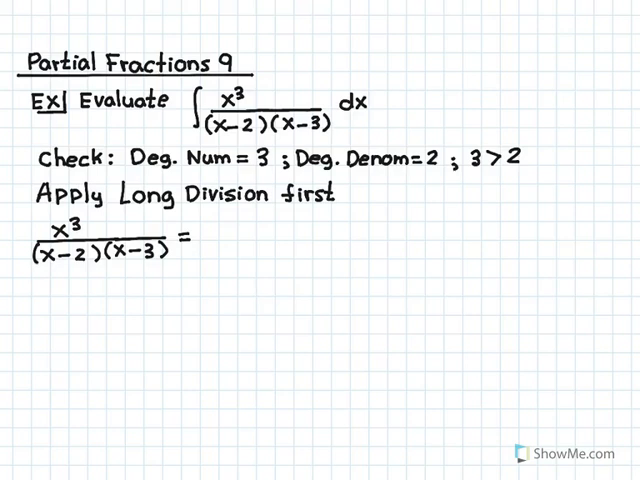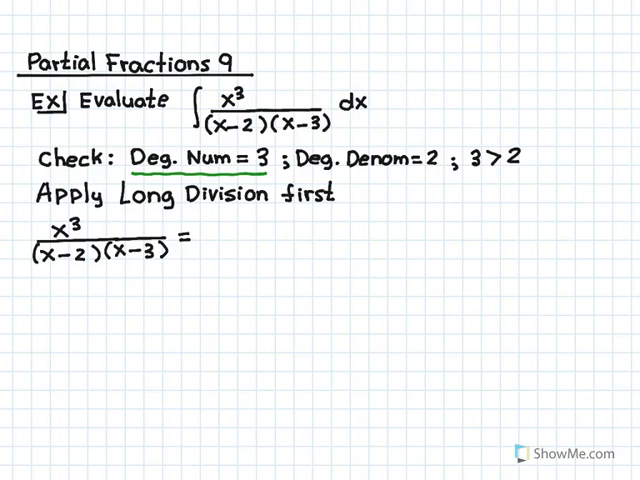In this video, we're going to look at another example of integrating using partial fractions where we have to apply long division first. Here we have the integral of x cubed divided by x minus 2 times x minus 3 dx. If you look at the numerator, the degree of the numerator is 3 because x cubed is a polynomial of degree 3. If you look at the denominator, that's x minus 2 times x minus 3.